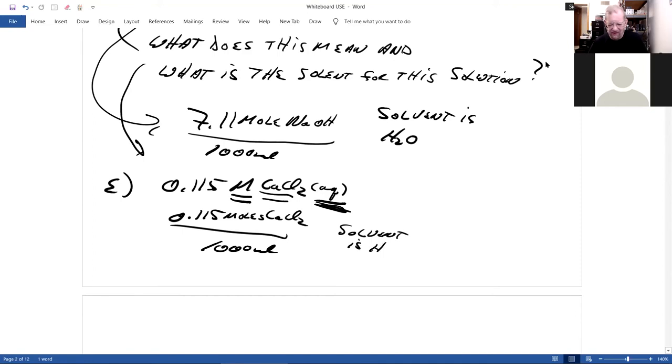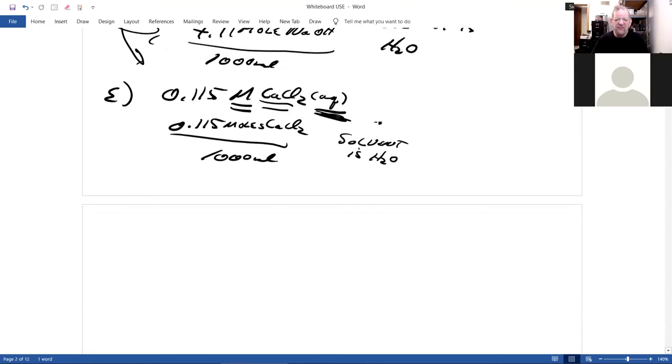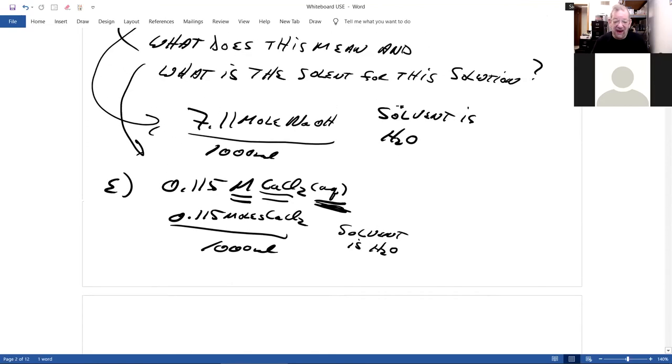Now, I'll be going through in the lecture on Monday how you make various molarity solutions. But in the lab today, you'll be weighing out and making it yourself, not the way I'll teach it in the lecture, but still it's pretty realistic. And I'll be showing you some calculations to determine the molarity of the solution.